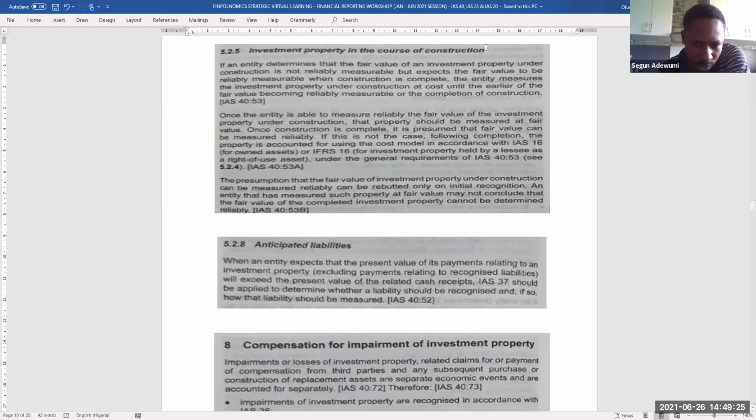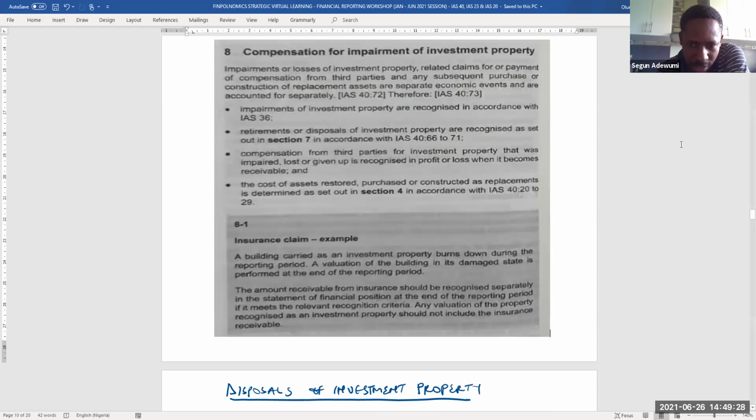IAS 40, paragraph 52. Compensation for impairments. Compensation for impairment of investment property. Impairments or losses of investment property, related claims for or payments of compensation from third parties, and any subsequent purchase or construction of replacement assets are separate economic events and accounted for separately, IAS 40, paragraph 72.